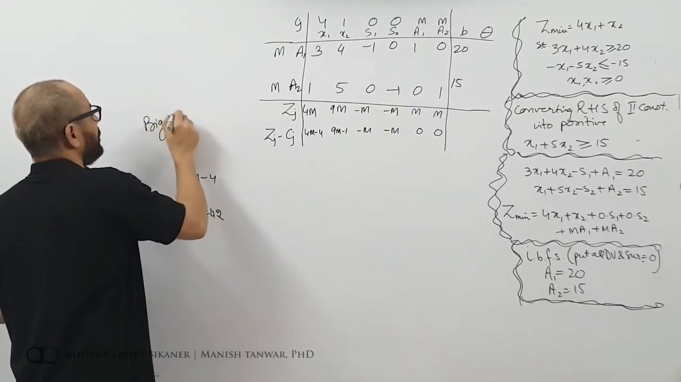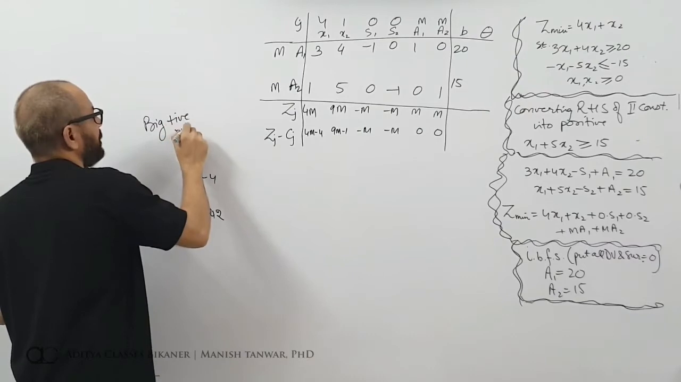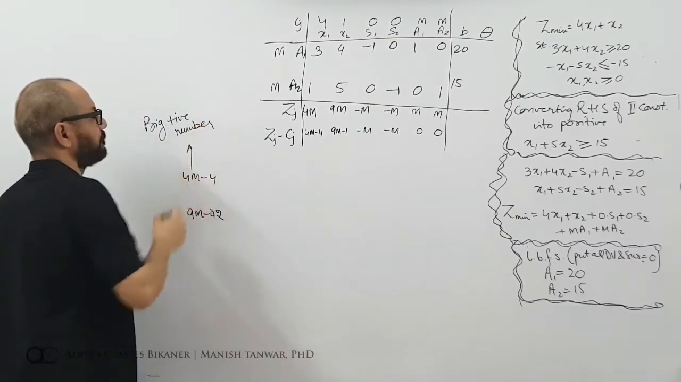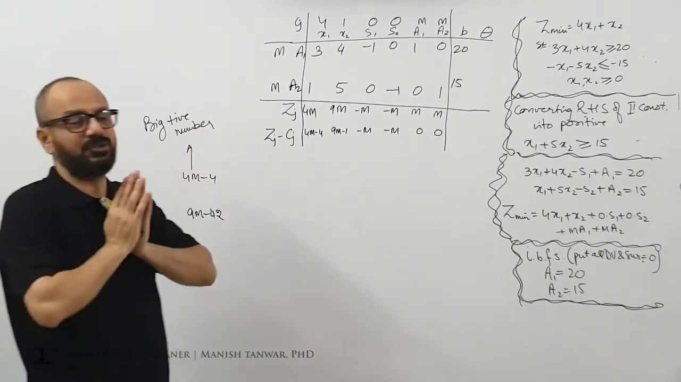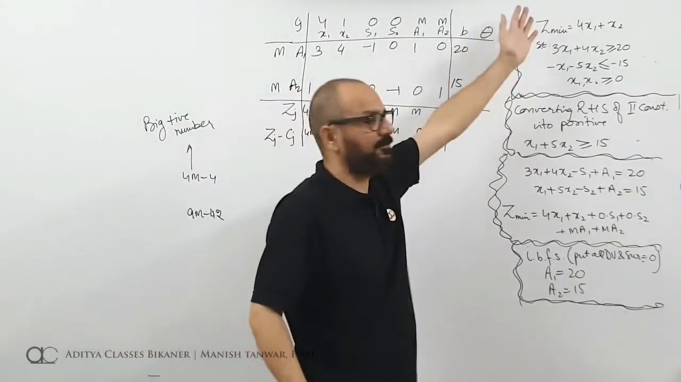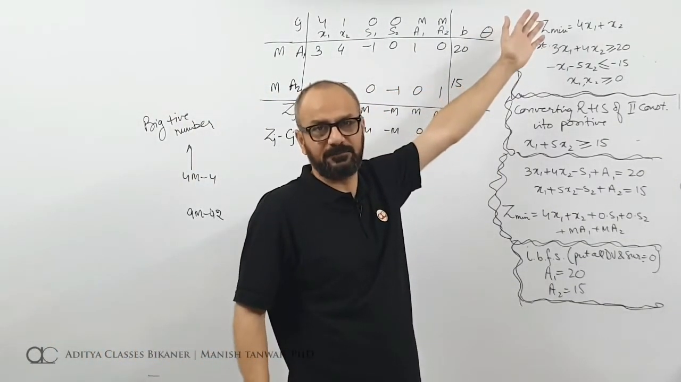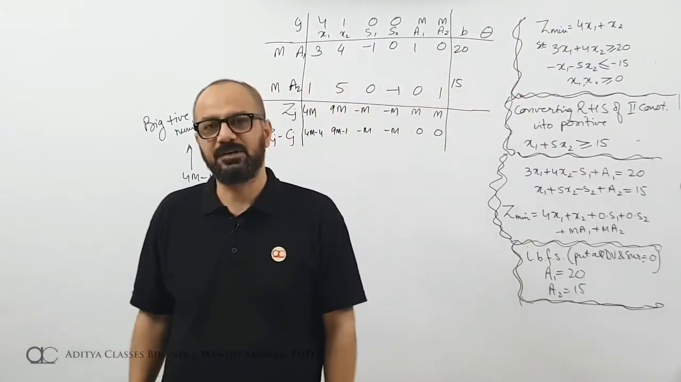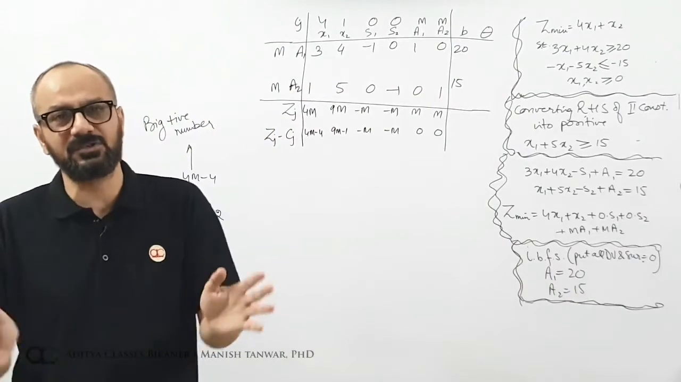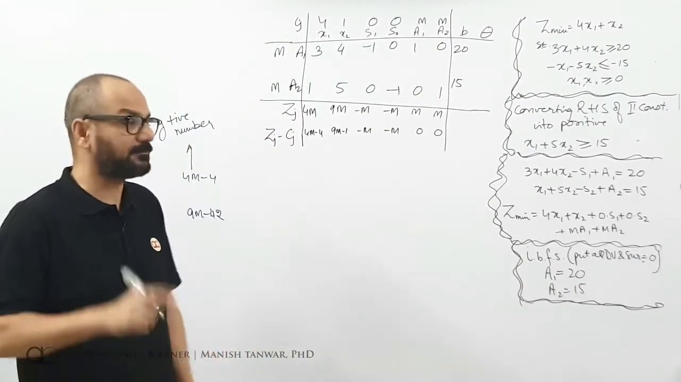Big positive number. M is a big positive number, big to the tune of any number in our formulation, may it be the objective function, may it be our constraints. It is larger than any possible number in our solution.